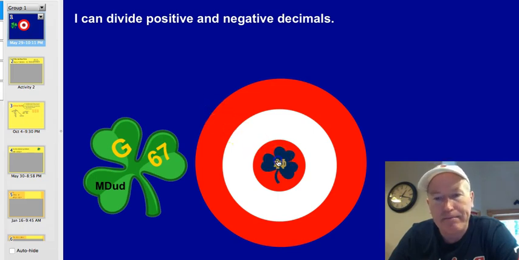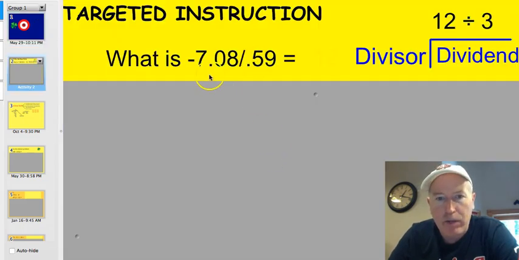Let's do this thing. Alright, so here's our problem. We have a negative 7.08. We're going to divide it, remember that means division, by 0.59. All right, there's a number of challenges here. Sometimes when you have to divide things like this without a calculator, you're not even sure which one goes in the house, which one goes out of the house.